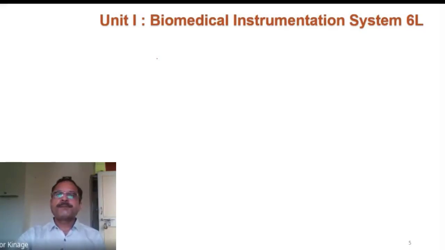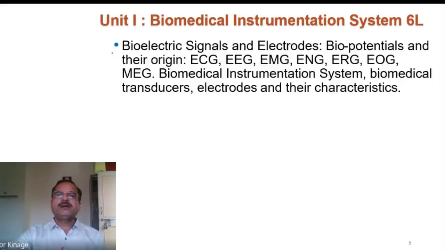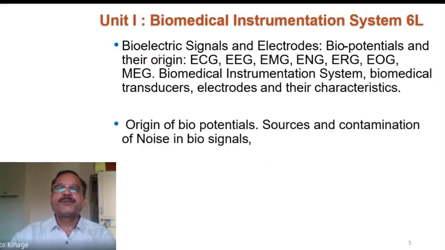So unit number 1 is about the biomedical instrumentation system. In this unit, there are actually 2 broader parts. In the first part of unit number 1, we'll be studying the different types of bioelectric signals. Bioelectric signals means ECG, EEG, and so on.